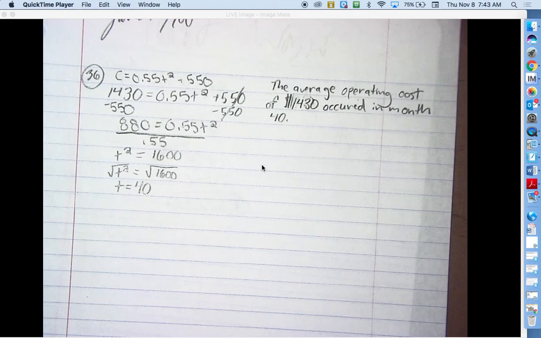Garrett, why doesn't that get a plus or minus with it? It has to be positive because you're talking about the number of months. So it is a positive value. It's 40 months. It doesn't get the negative there because months is an actual obtainable thing. We don't get a negative number for the number of months. Any questions for 36?